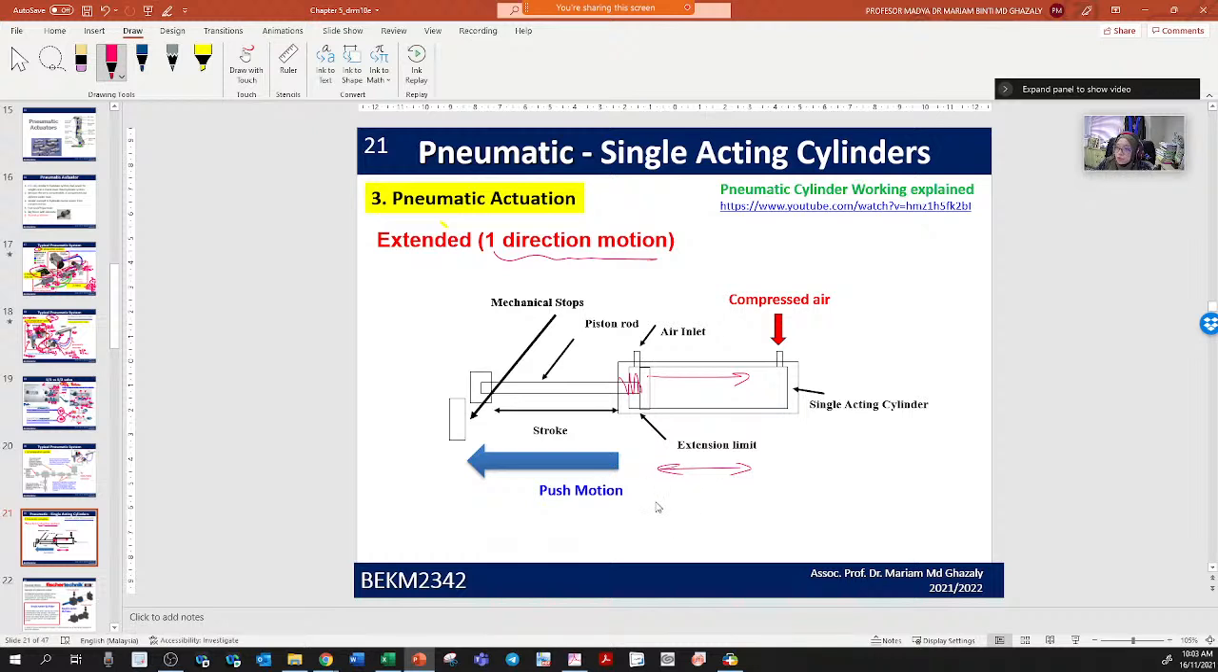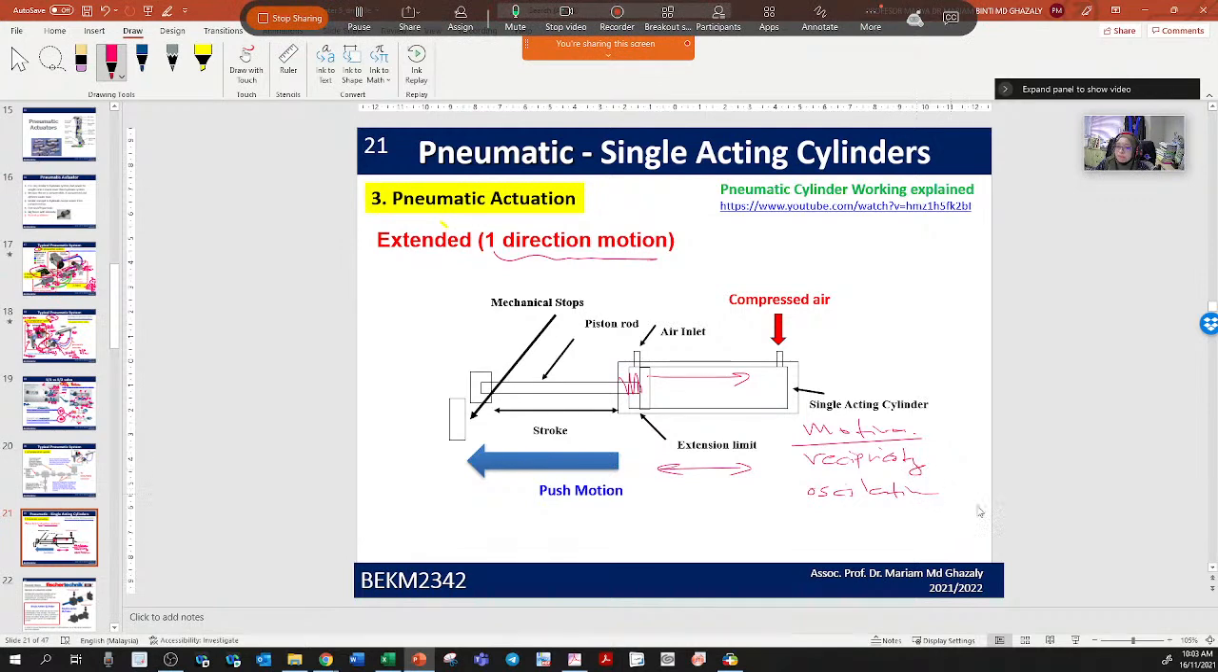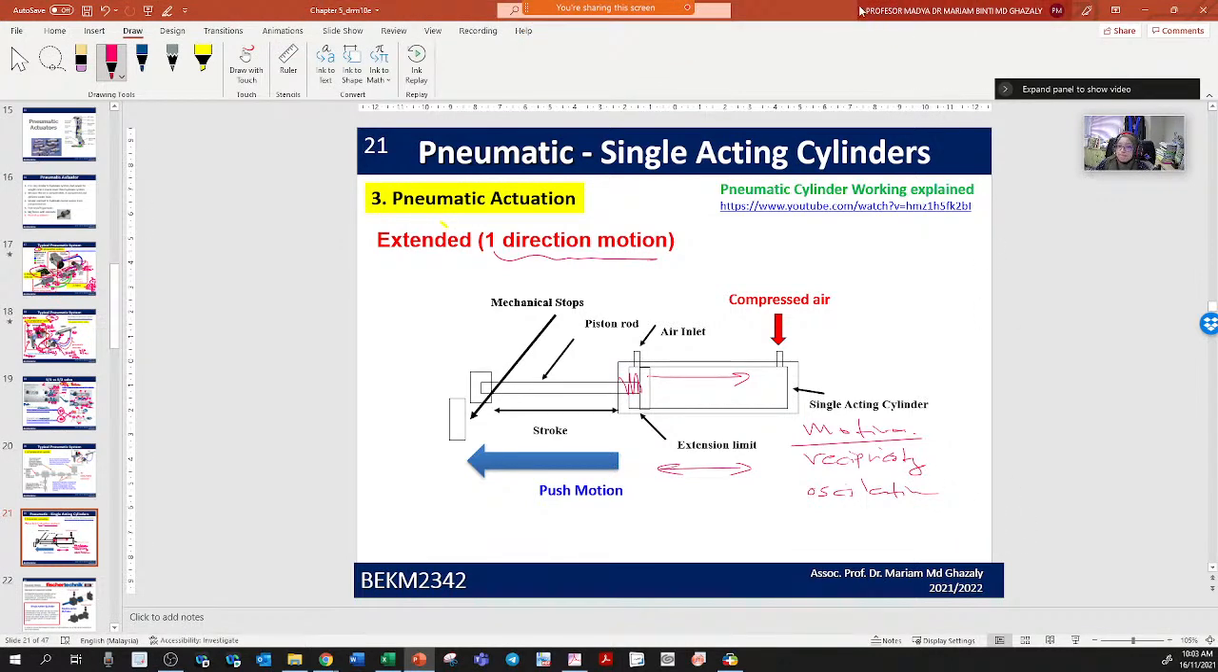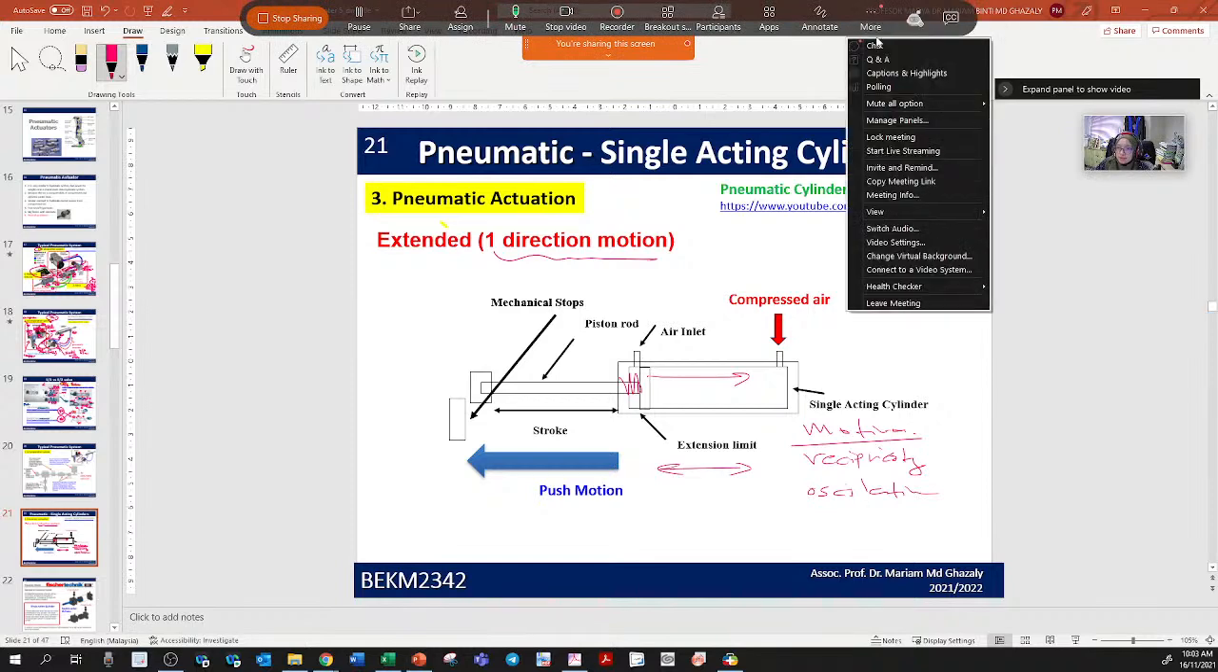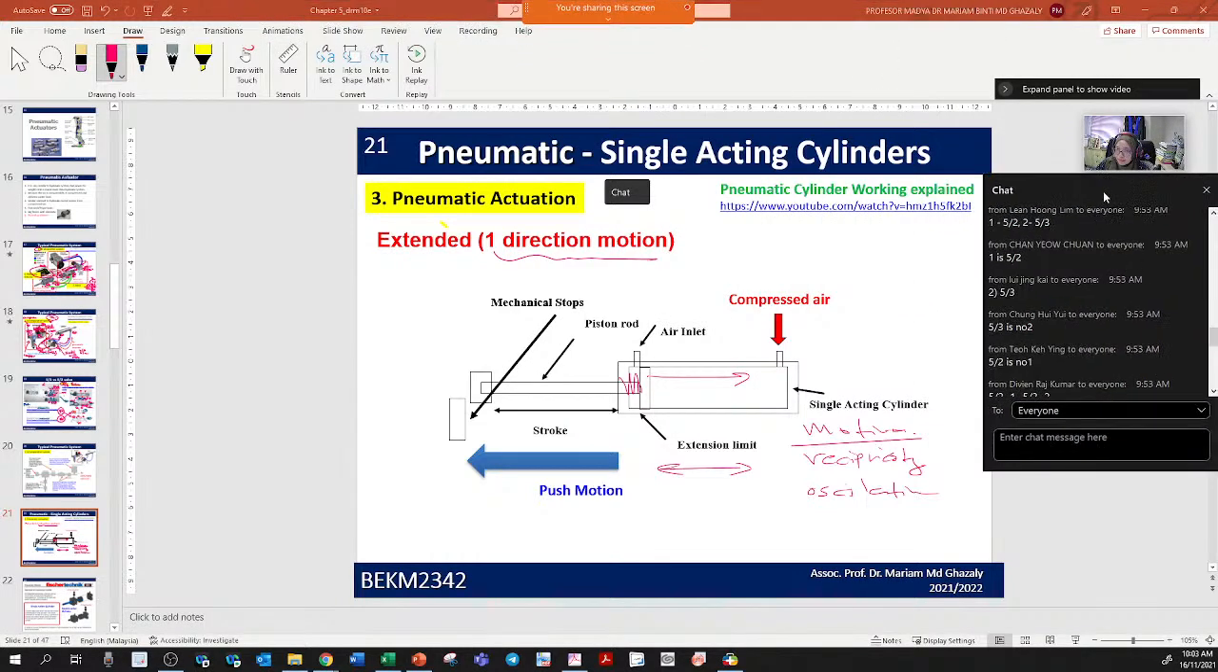What's the difference between reciprocating motion and oscillation motion? Even though this one will be learned in chapter 7, section 6, mechanical actuator, I just want to ask you this question. What does it mean by reciprocating motion? And what does it mean by oscillation? Any idea?